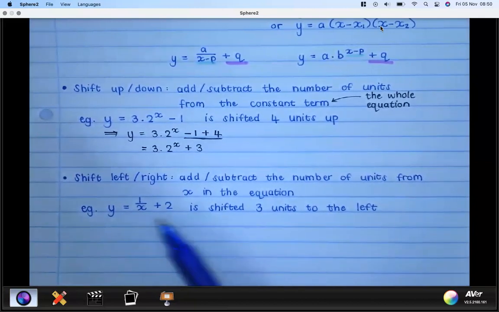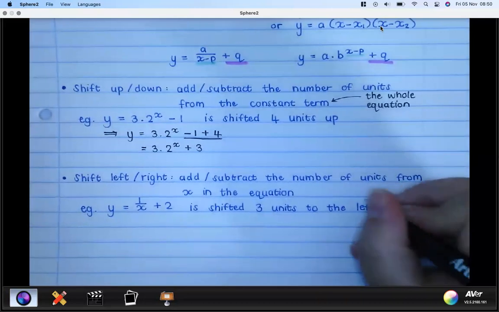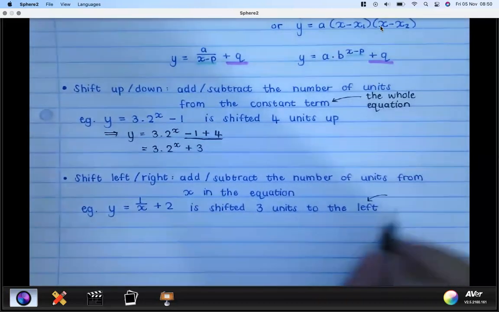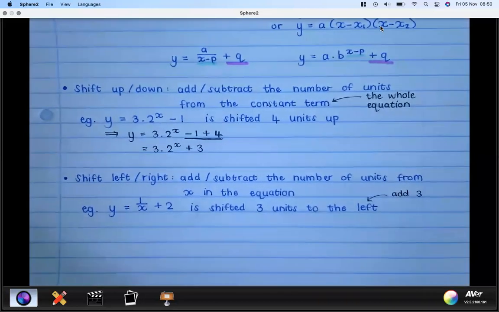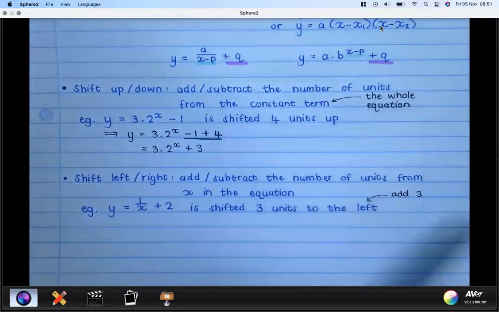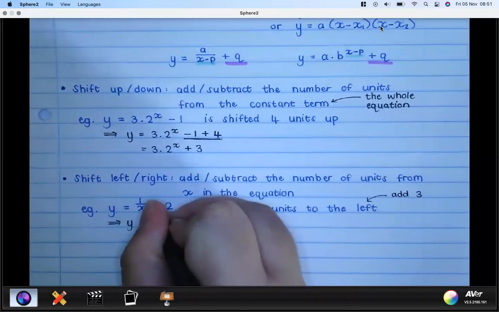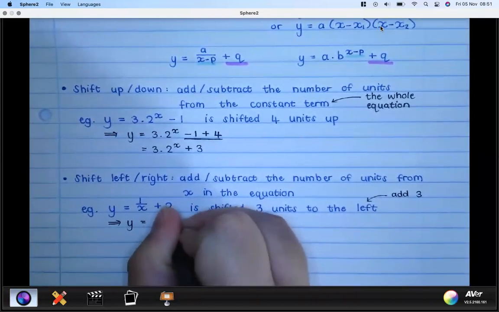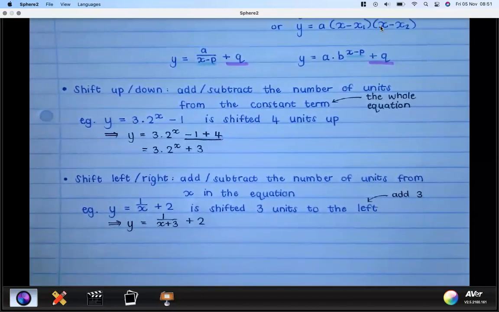We need to figure out, are we going to add 3? Are we going to subtract? Now, guys, if you are moving to the left, that is in the negative direction. So that means that we're going to add 3. All right, so when we shift to the left, remember that the sign that you have is always the opposite sign to what the actual direction is. So when we're shifting to the left, we're going to add 3. So the equation then is just going to become 1 over x plus 3, plus 2. Okay, that is what you would have to do in that case.